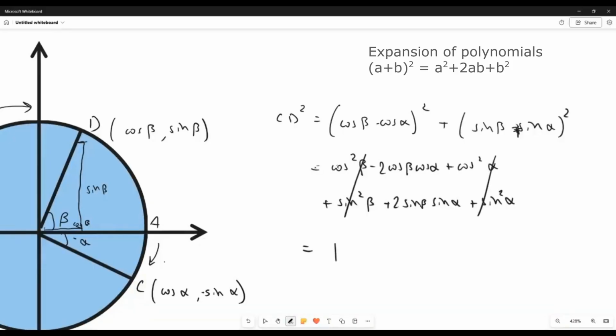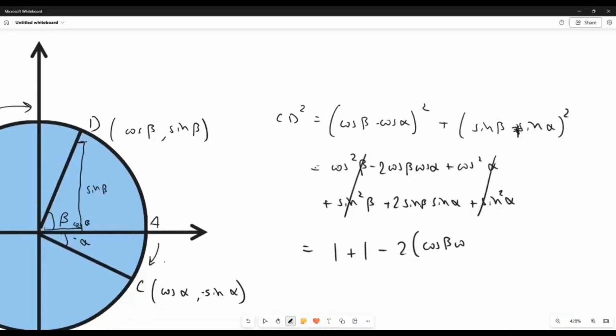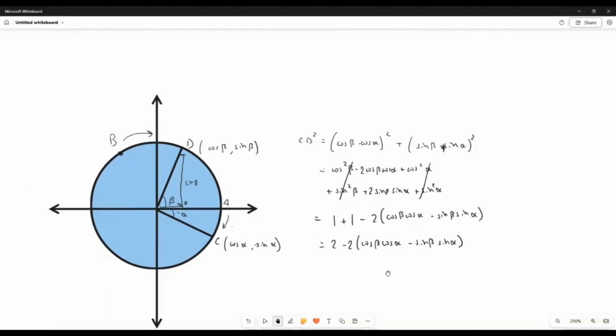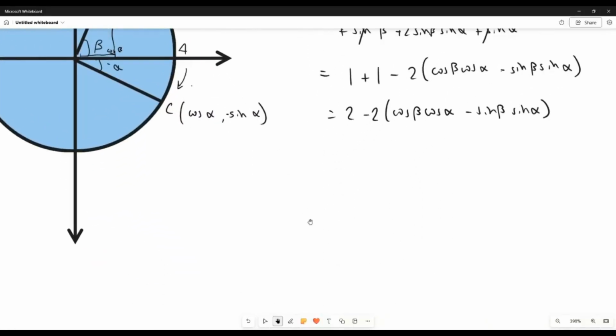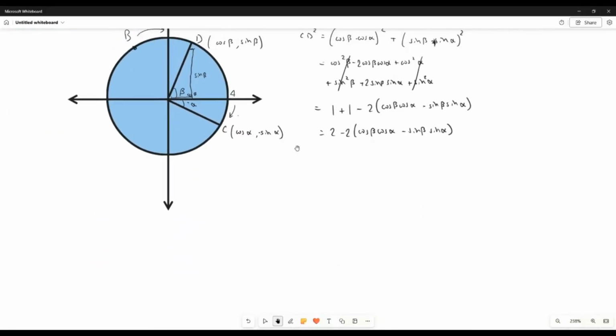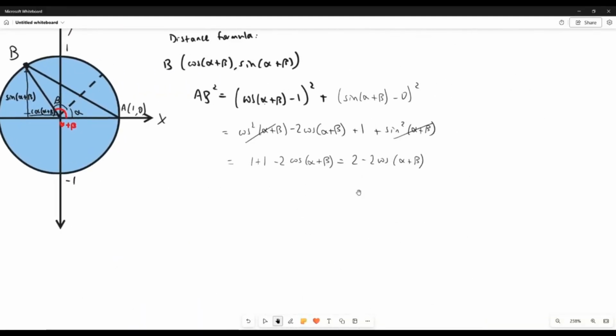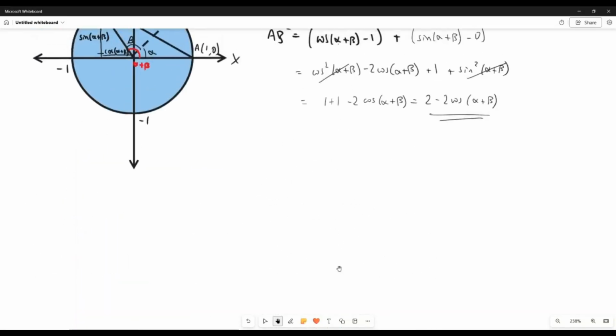Because sine squared plus cosine squared equals 1, we can cancel out both of these for alpha and beta. This makes our calculations easier. After simplification and reducing like terms, we will get this equation for the length of CD. Here is our value for AB squared, and here is our value for CD squared.